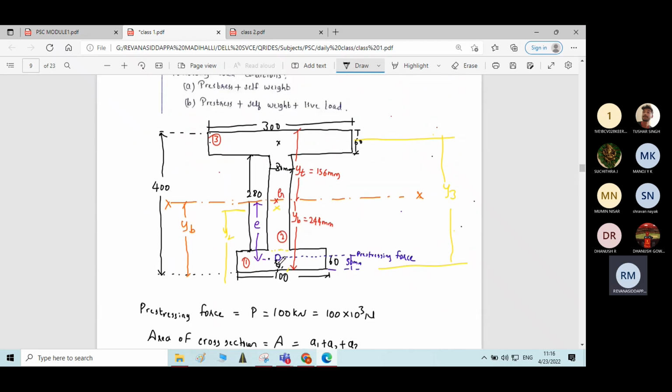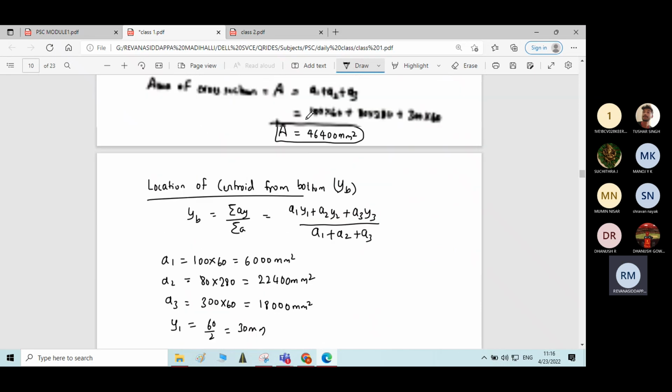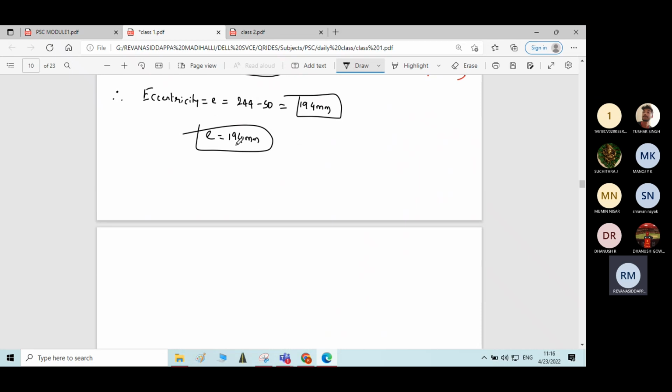Now force P is known, 100 kilonewton. Area of section is calculated, that is 46,400 mm square. The eccentricity is calculated. Okay. Then what else is required? We have to calculate section modulus also, correct?